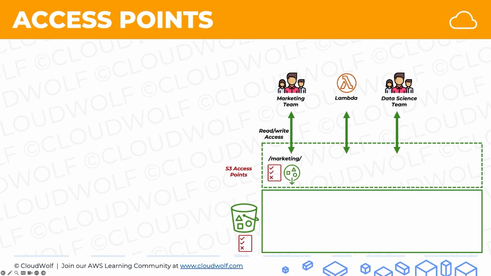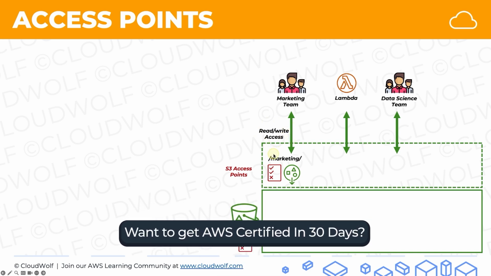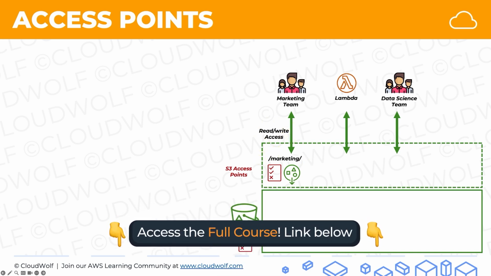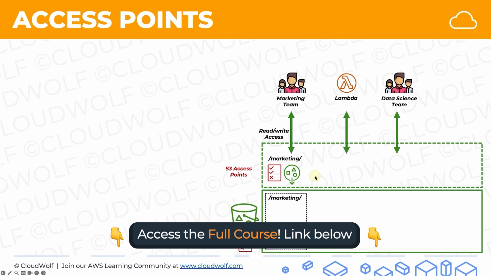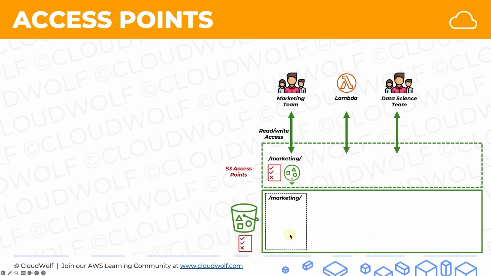Here, what you would do is create an S3 access point for the marketing team. And this is what it looks like, and it has its own policy attached to it. And this policy would say that anybody on the marketing team would have read-write access to any object that has the marketing prefix. And as a result, the marketing team would have access, but only to the marketing objects in this bucket, because they don't need to access anything else for any other reason.